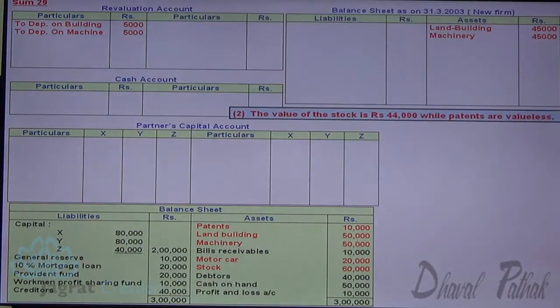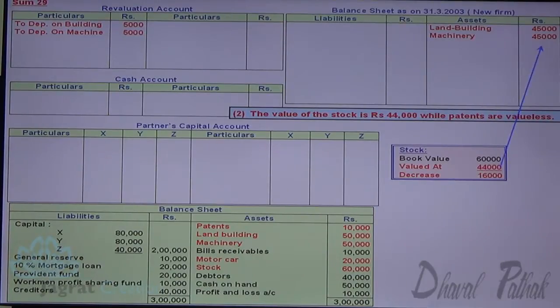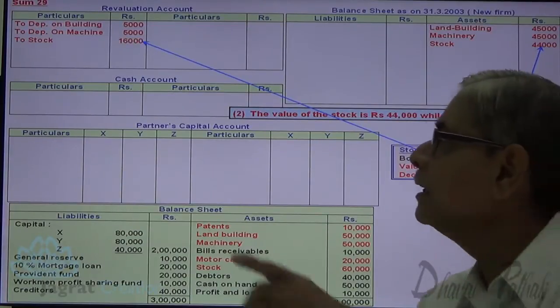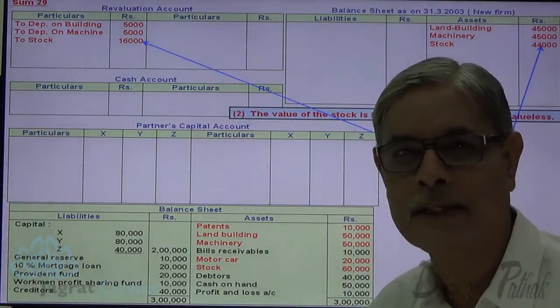Now value of stock is 44,000 and patents are valueless. The book value of stock is 60,000, valuation made 44,000, decline is 16,000. 44,000 will appear in the balance sheet and 16,000 is debited to revaluation account. So what's the entry? Revaluation account debit to stock account credit.